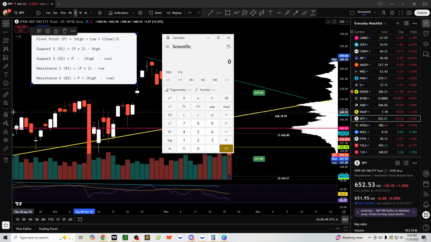Minus, sorry, I'm doing it on my phone, guys. And then in the bracket, that's very important, 675.56 minus our low, which was 651.89. Close the bracket, equals.